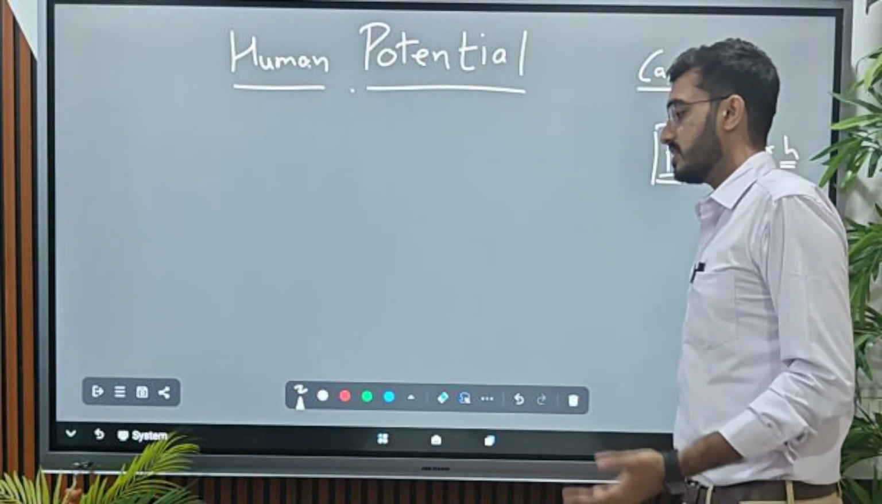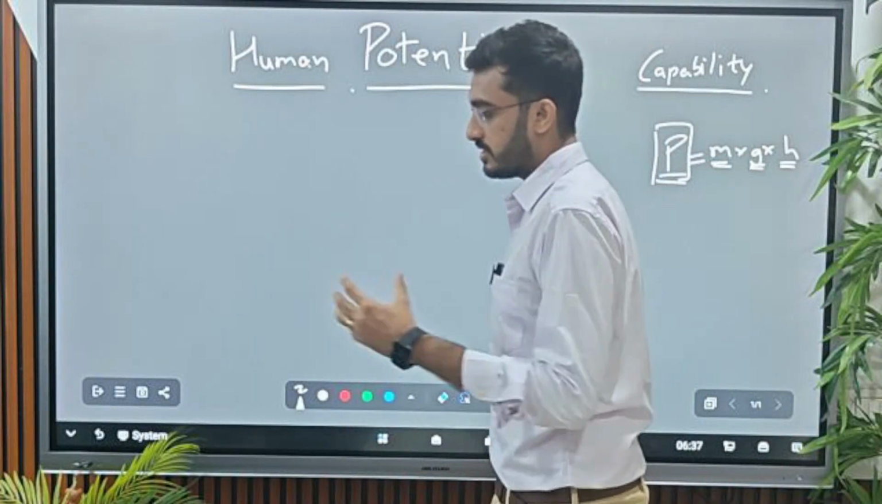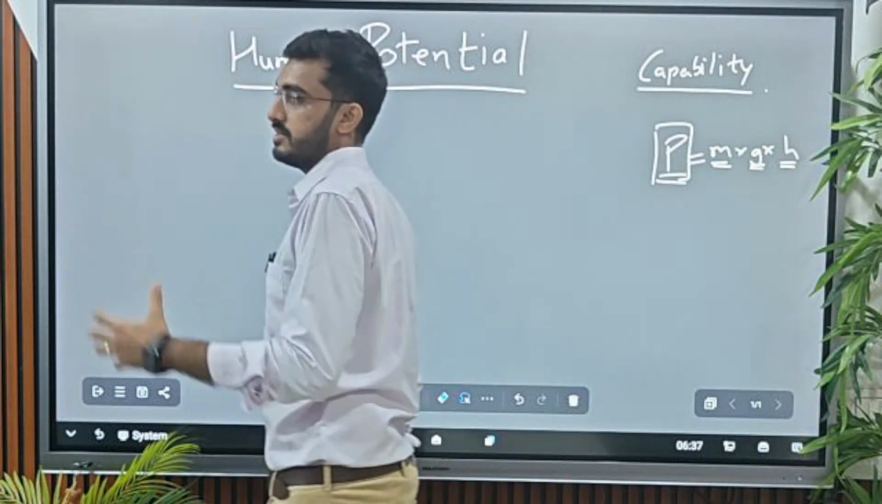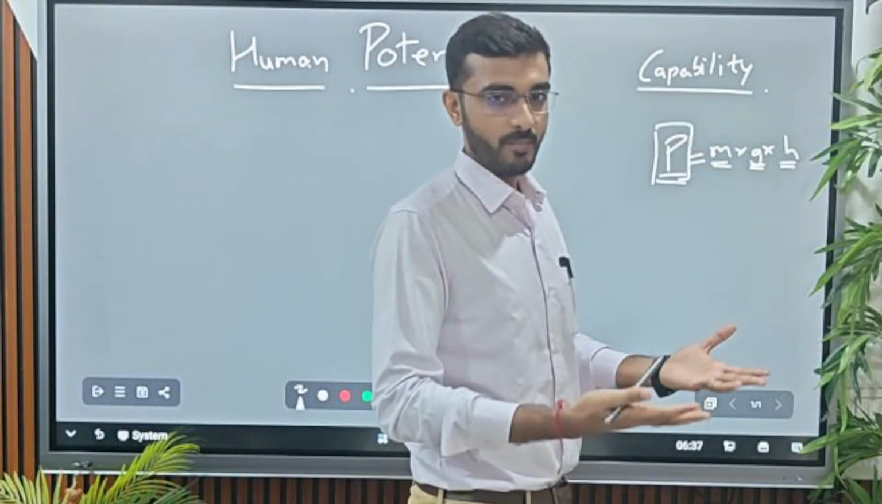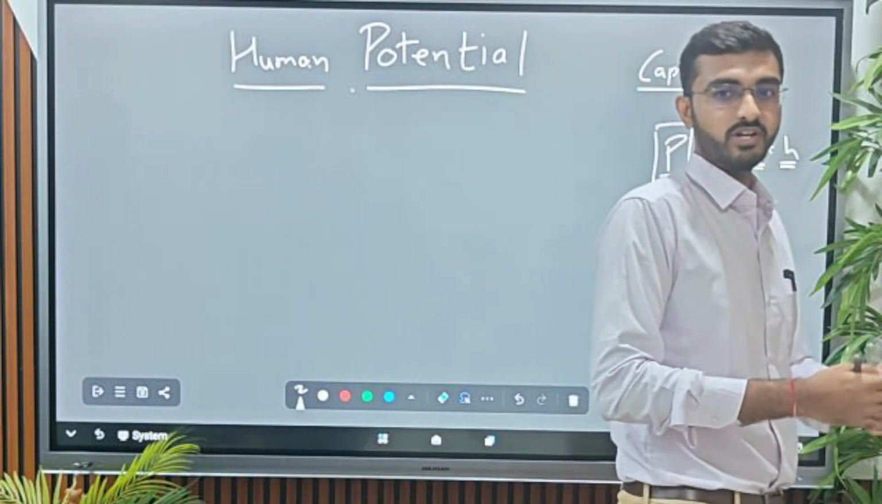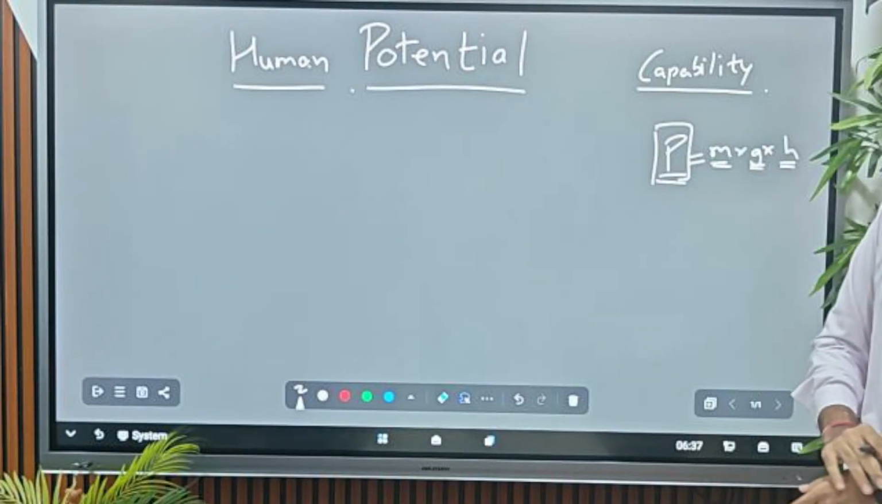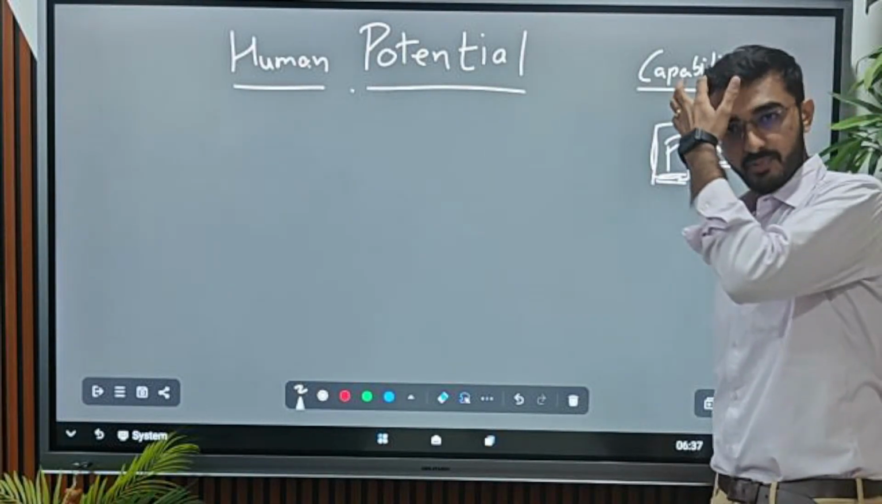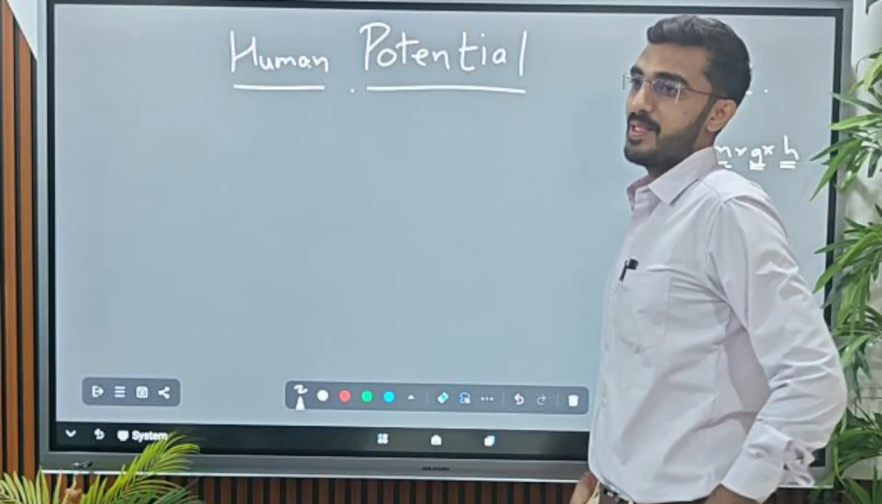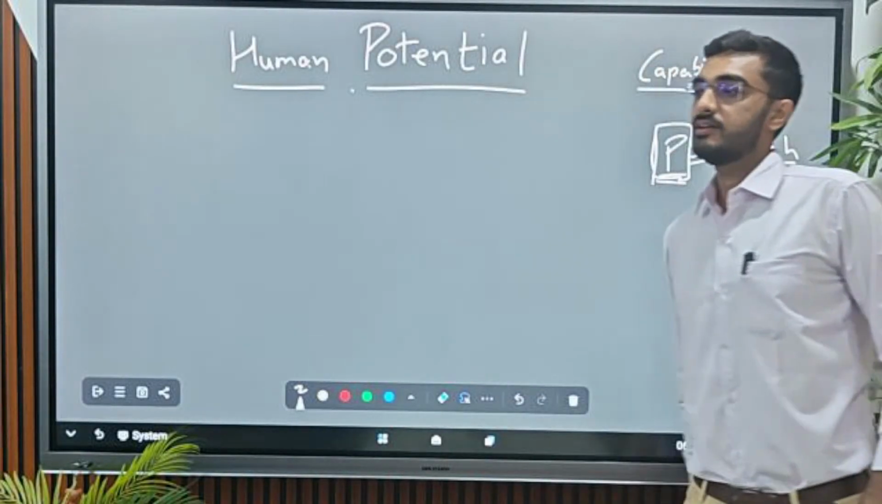So in similar terms, if we talk about human beings, what is the optimum limit that a human being can perform at or can do in their life? So what is the P of a human being? That is my question to you guys. What is the capital P of a human being? What is the potential of a human being?